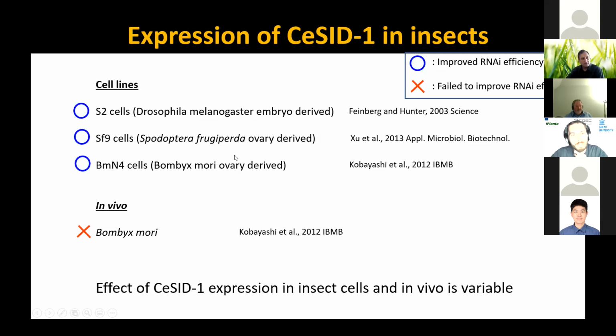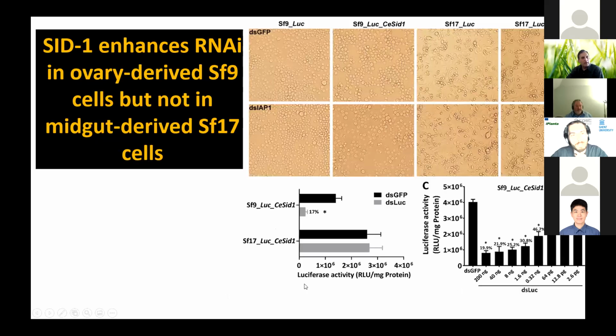It works a little bit in cell lines, but in vivo, at least in one try, it didn't work very well. We express this SID1 from C. elegans in Spodoptera cells, both ovary-derived SF9 cells and midgut-derived SF17 cells.